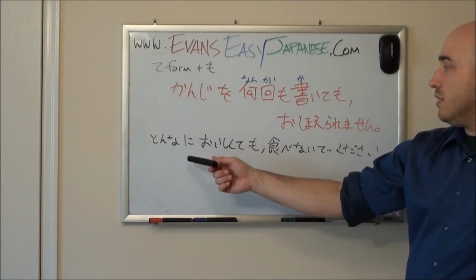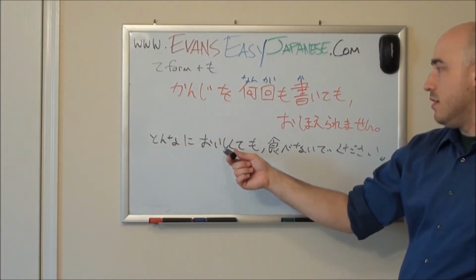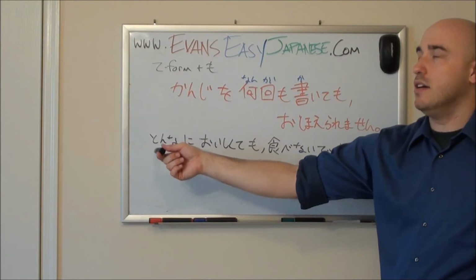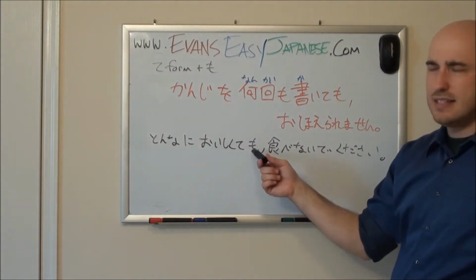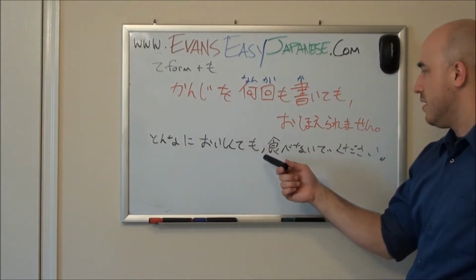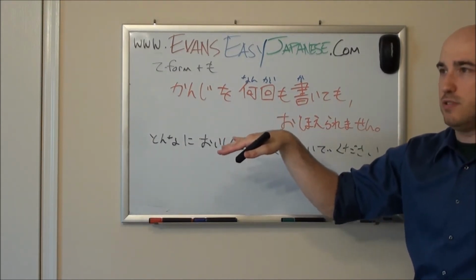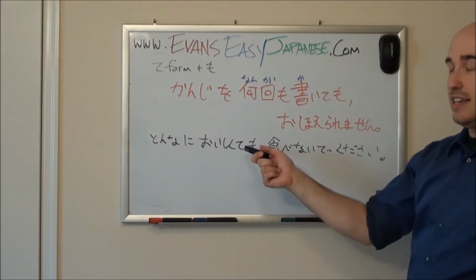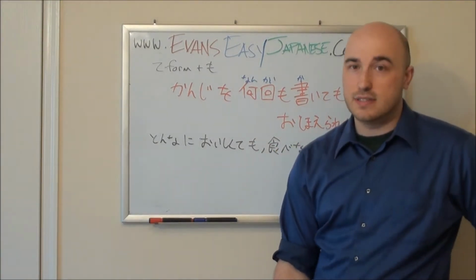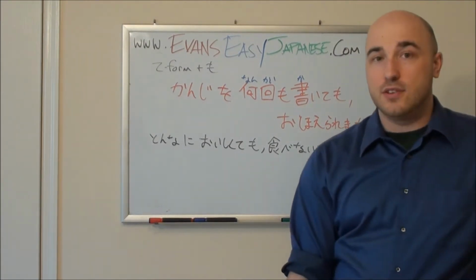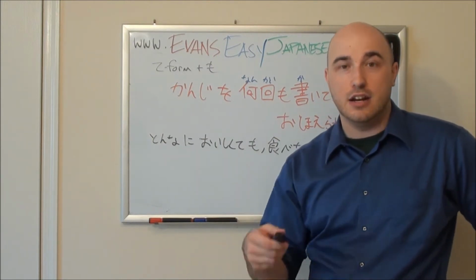Here we have another one. Donna ni oishikute mo. However, donna ni, to whatever degree, donna ni oishikute mo, it's delicious, to all of the deliciousness, tabenaide kudasai. No matter how delicious it is, don't eat it, please. A little bit confusing, but this temo, this demo, kind of means no matter what, or like any, those sorts of things.